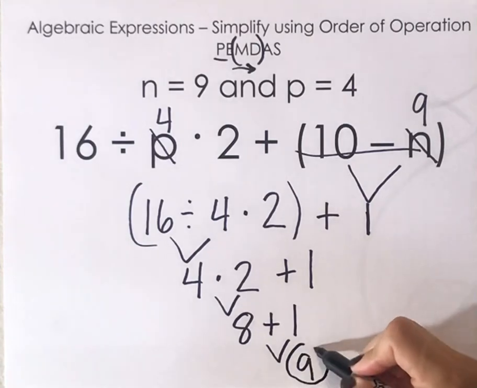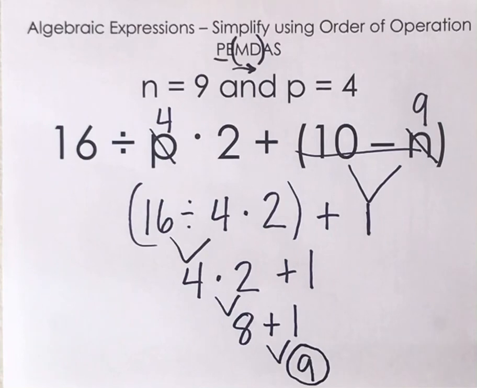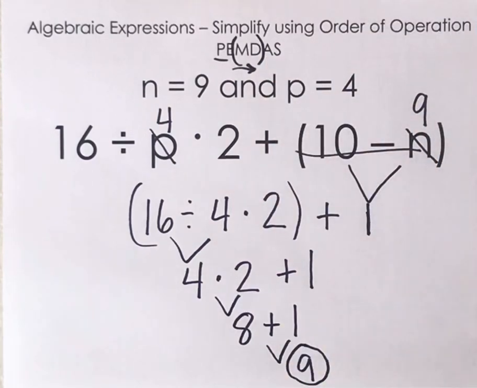So I'm running out of room. My answer for this problem would be 9, since I followed that left to right rule. And then the last step would be to add at the end, according to PEMDAS. And there's your answer.